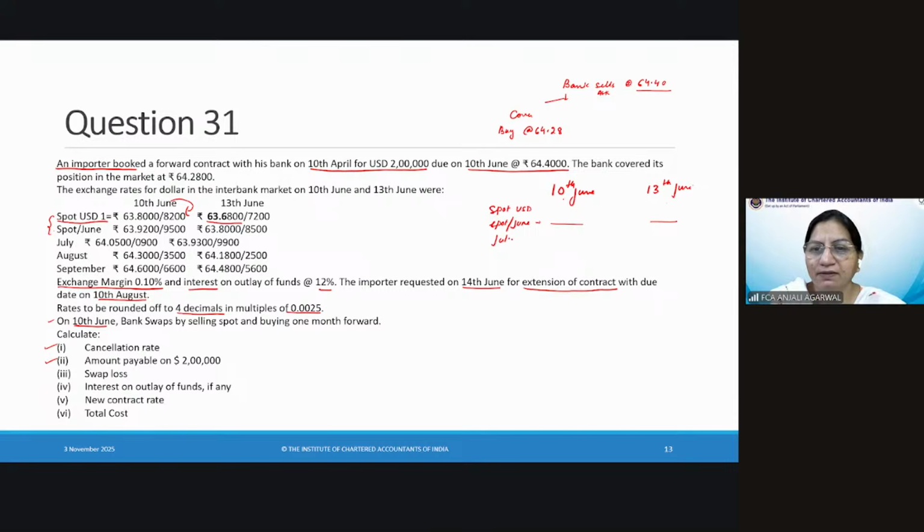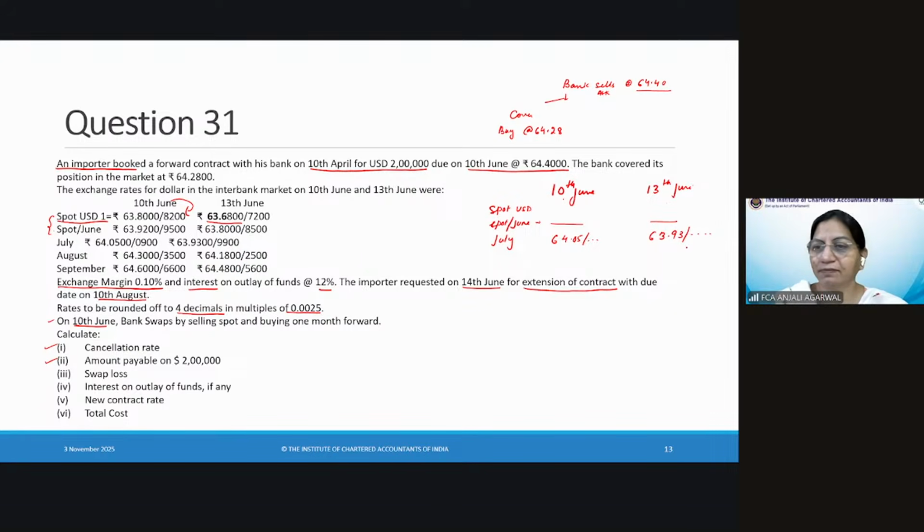July forwards. So on 10th June, July forwards was 64.05 oblique something. But on 13th June, these also changed to 63.93. So this somewhere depicts that within the next 3 days, we felt that there can be some discount on dollars.